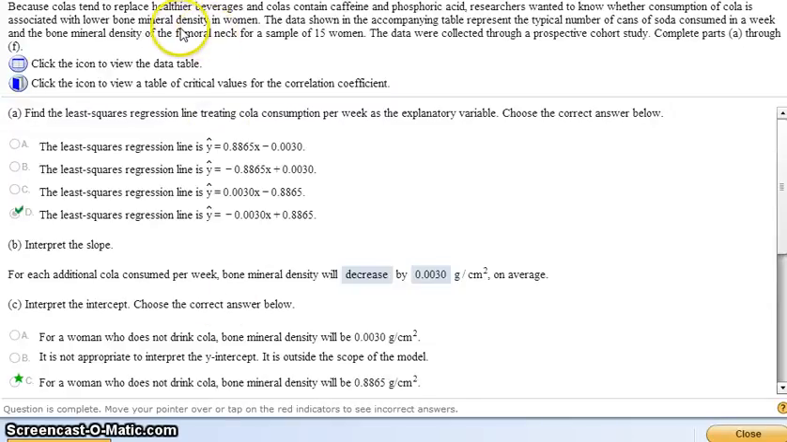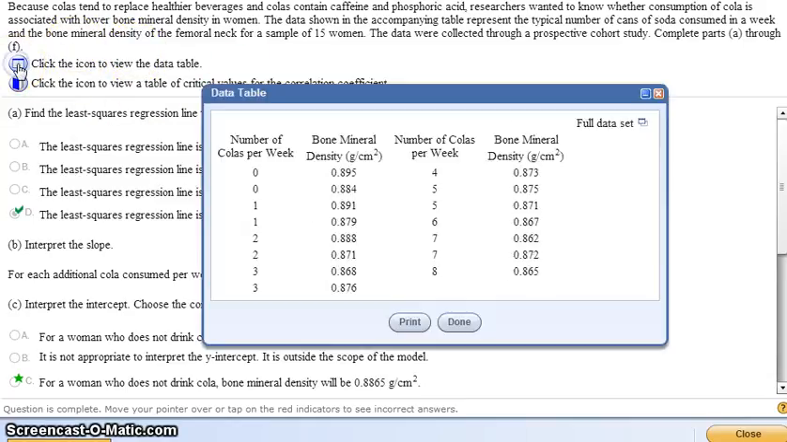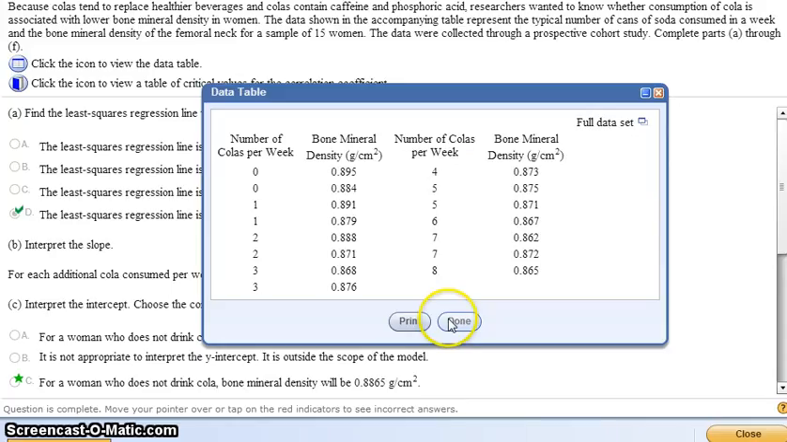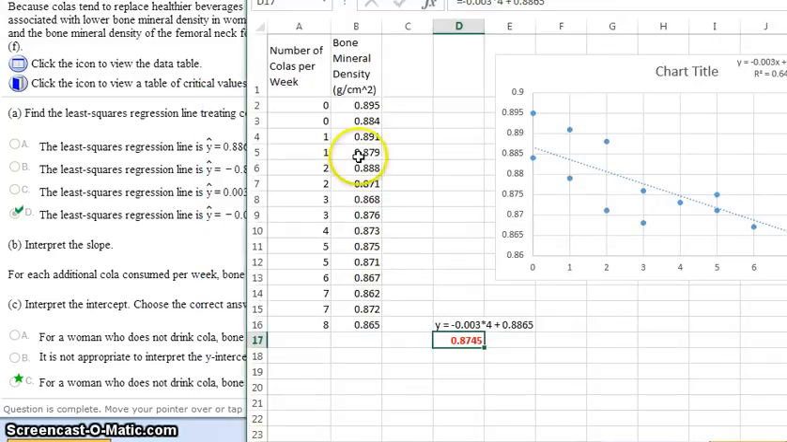So the premise of the problem is that the more soda you drink, the lower the bone mineral density will be in the women. Let's look at our data here. I'm going to do this in Excel, so copy to a clipboard and then paste it in Excel.